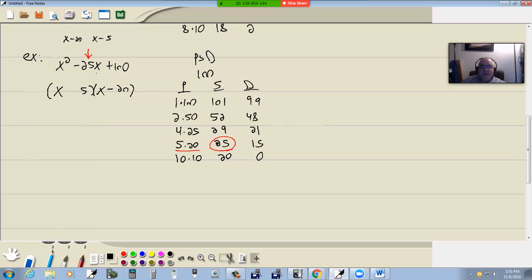Now the number I circled is in the S column. S for same signs, both positive, both negative. So if this one's negative, this one has to be negative. And that'll be your answer.